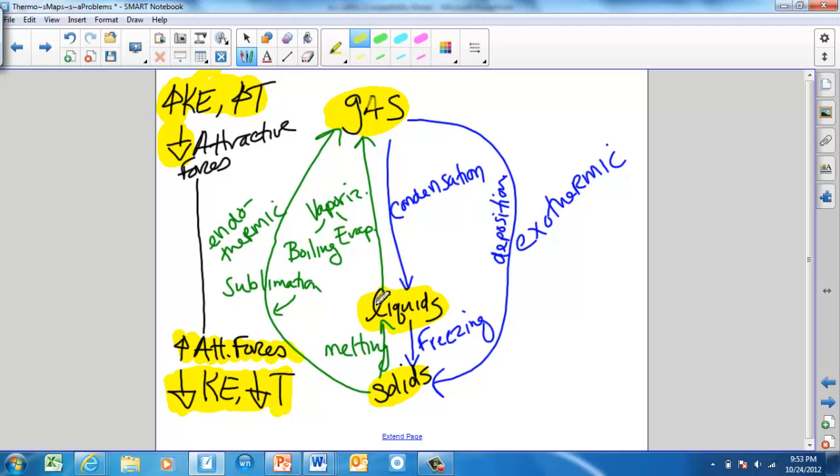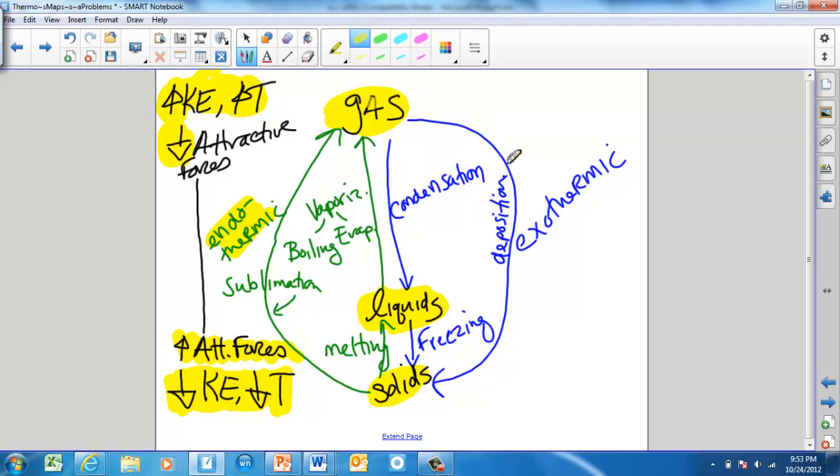Okay, and liquids are in between there, where the attractive forces are strong enough to hold the liquid particles together, but weak enough that it allows them to slide past one another. And the other thing that we did is we categorized all the phase changes, where everything on this side that flows up is endothermic.